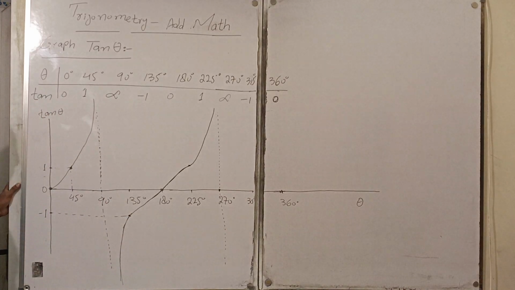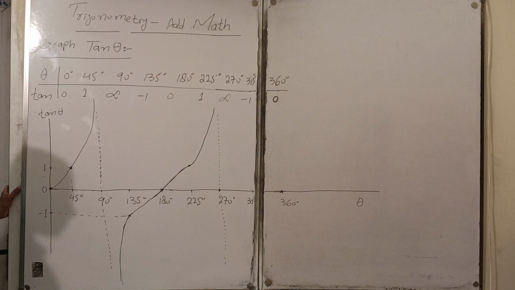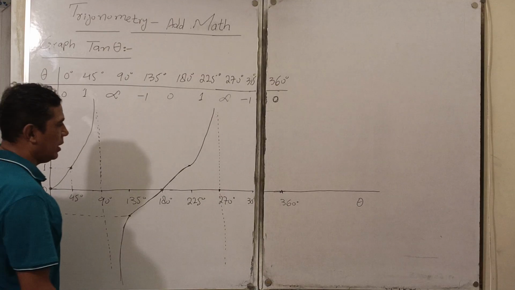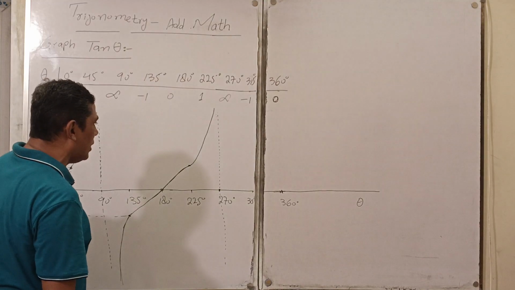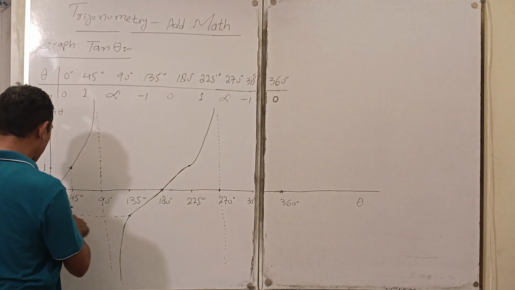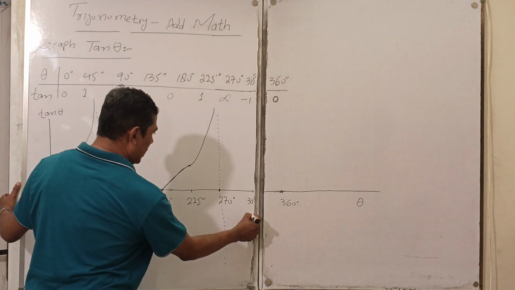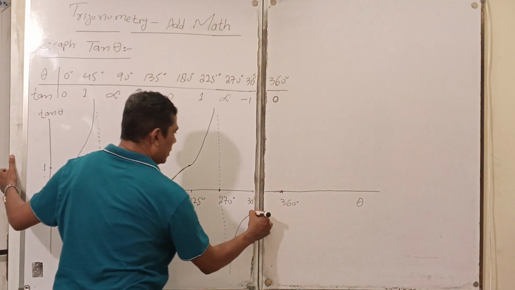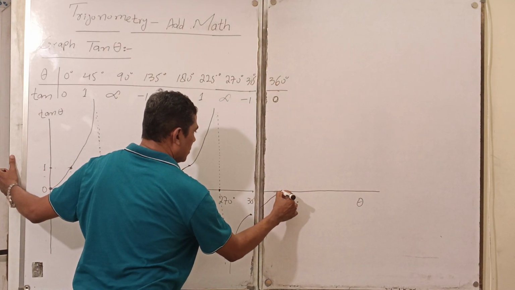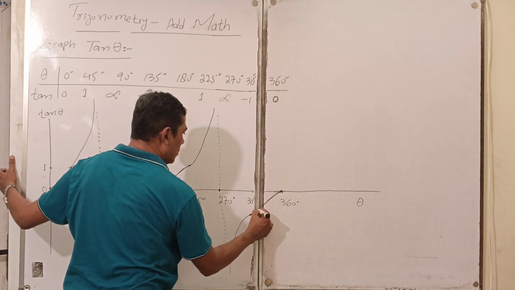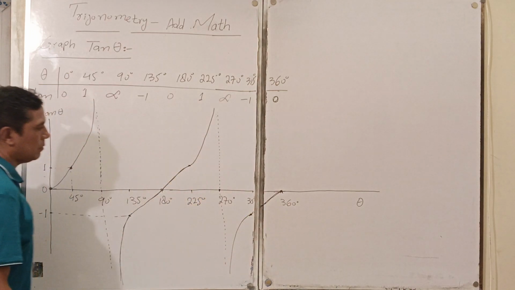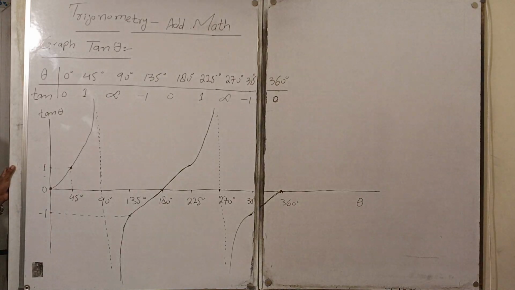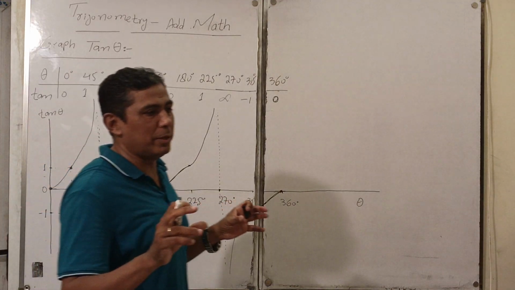You got my point? Okay, so now you will have this. Clear? Now look, the next value at 315 is minus 1. Am I right? At 315 it is minus 1, so that will be here. So now the value is like this one, and at 1 it is 0. You got my point? This is the graph of tan theta. That's why I told you it is a little bit technical graph.